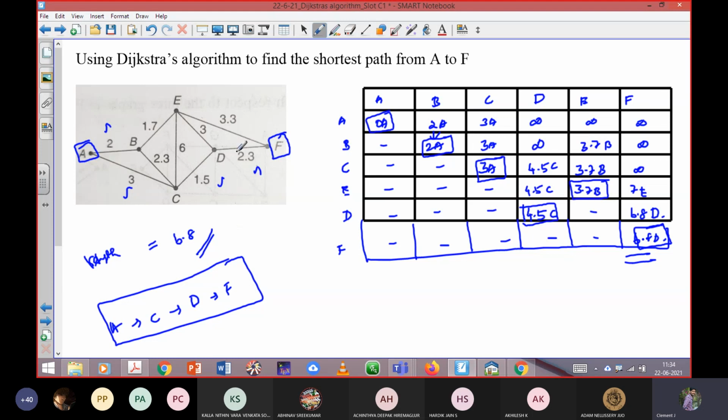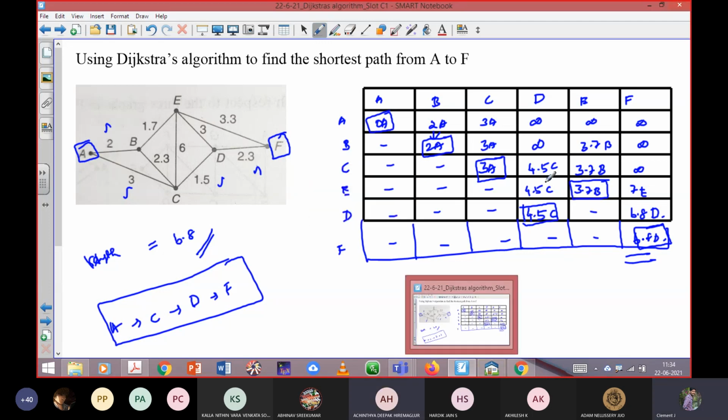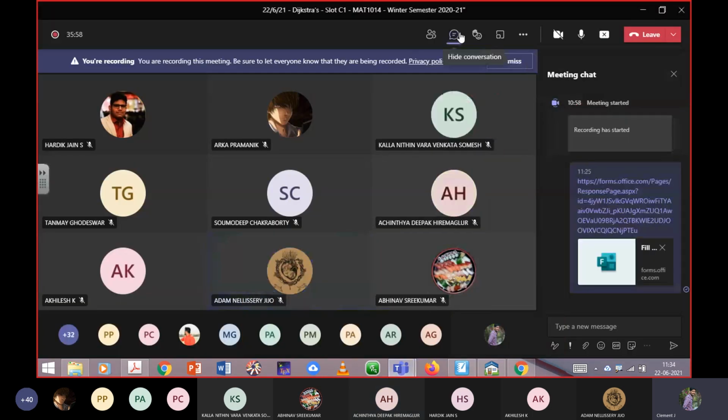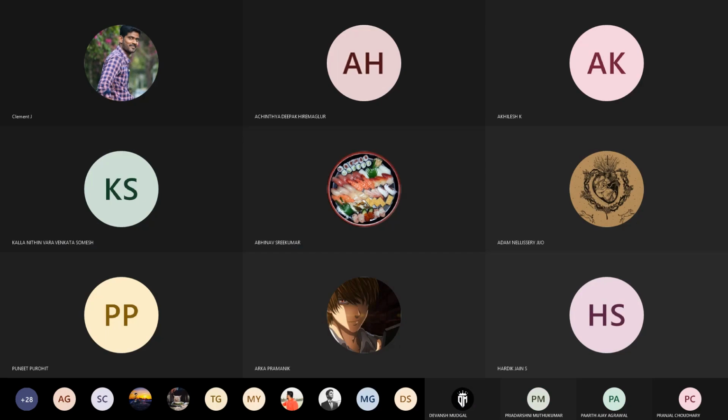Is there any doubt up to this Dijkstra's algorithm method? Is it clear? Yes, sir. Okay, fine. So that's it. That's the section.